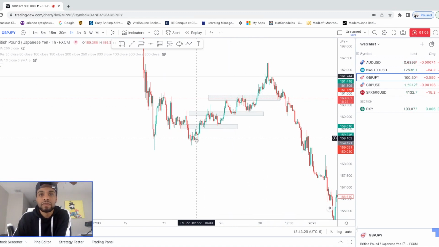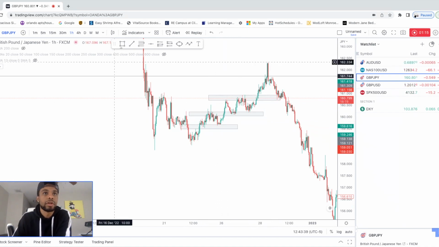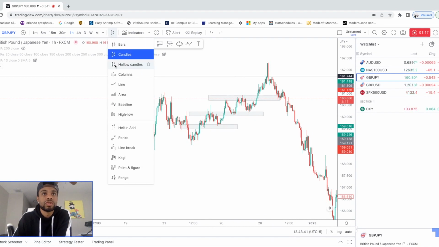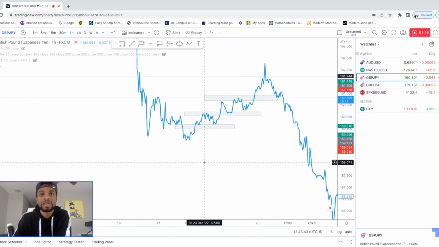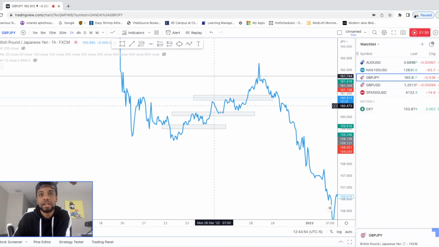So again, we have the start of your trend, which creates a higher high, then a higher low, higher high, higher low, and so on and so forth. You can also switch to a line chart, which actually makes it a little bit easier. So you can take a look at this here: start of your trend, creates that higher high, higher low, higher high, higher low, and so on.